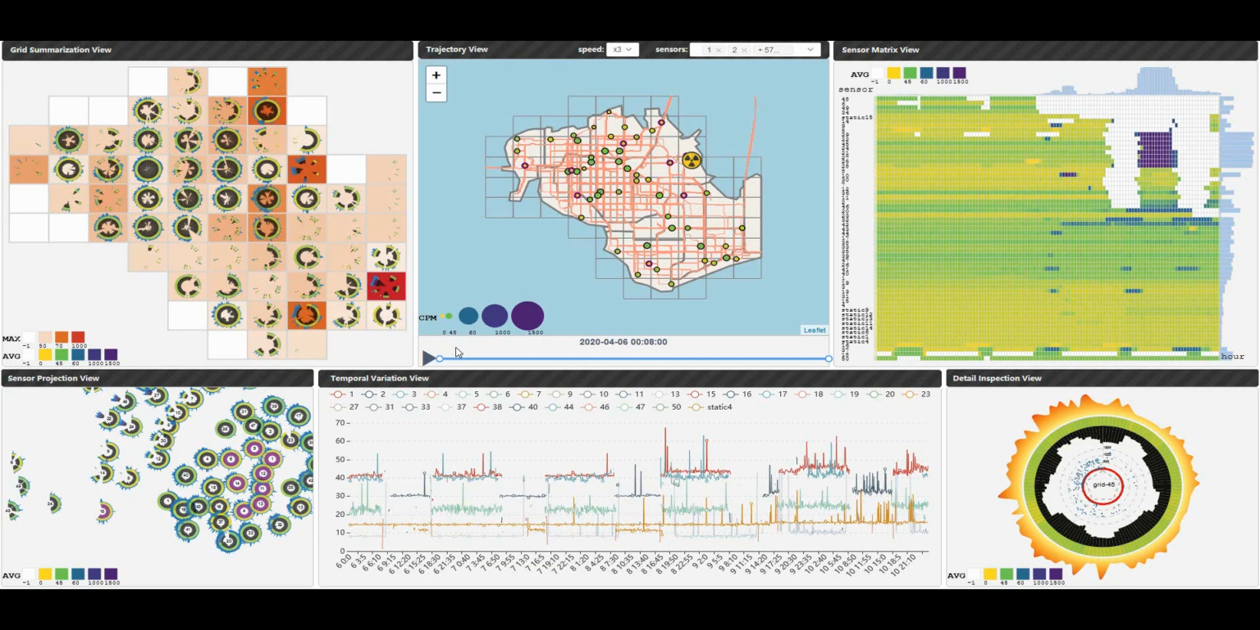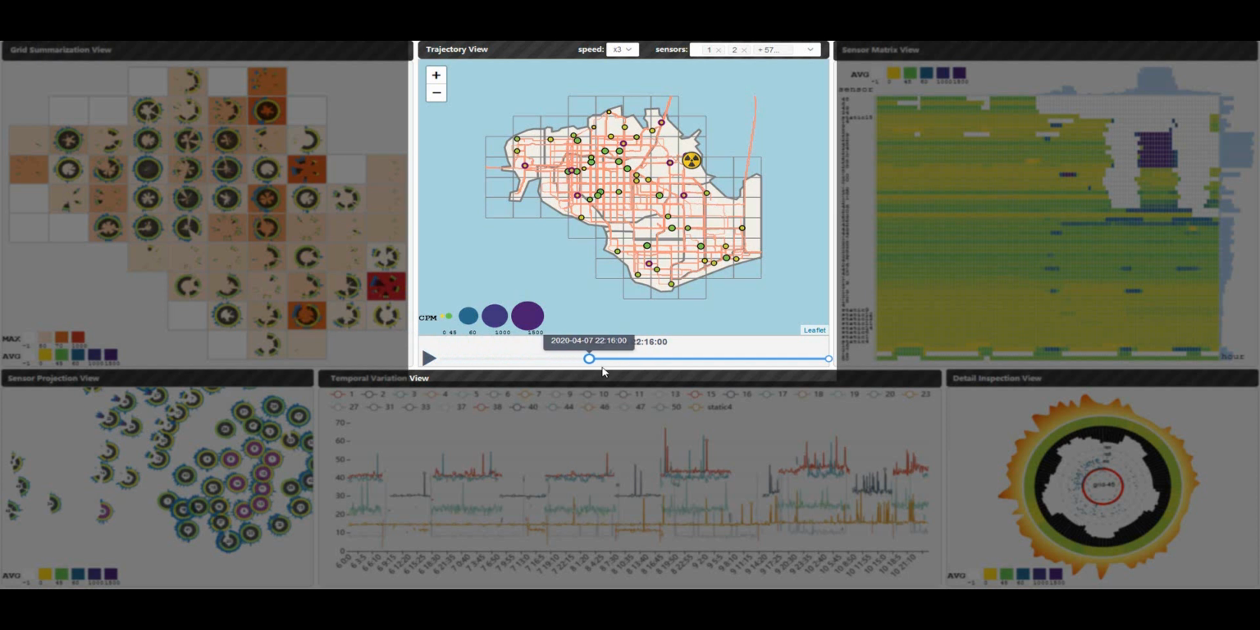In order to solve the problems of Mini Challenge 2, we design and implement an integrated visual analytics system, which contains 6 coordinated views. The trajectory view shows dynamic variations of sensor radiation values. The moving trajectories of mobile sensors are highlighted and the moving process is displayed by animation.